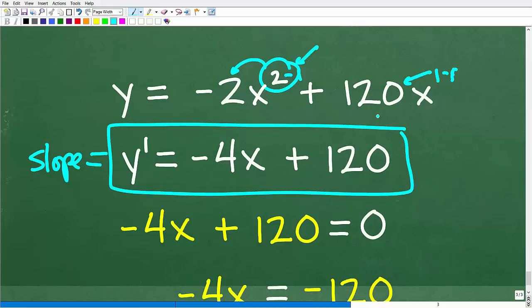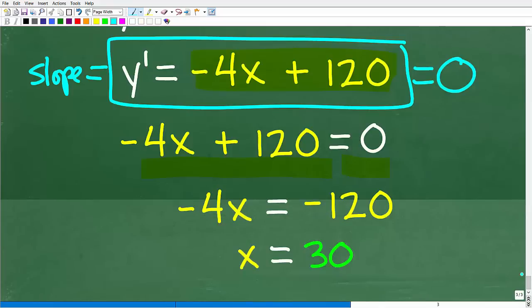Okay, now what do we do with this? Well, this is the slope. And we want to say, hey, slope, when are you equal to 0? Because where you're equal to 0 is the maximum. So what we're going to do here is set this first derivative, negative 4x plus 120, equal to 0, and we're going to solve for x.